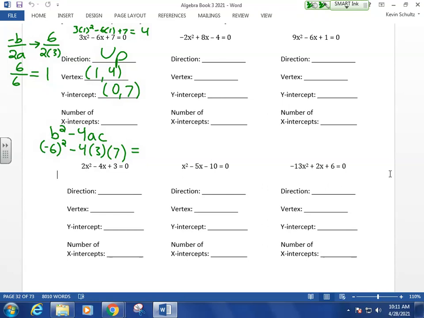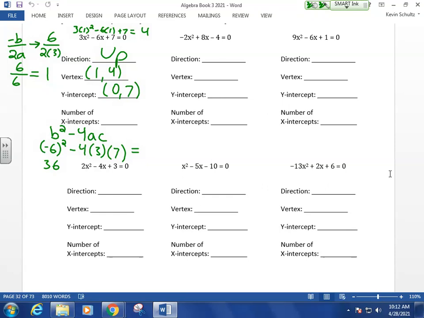Because negative. That should be negative. Why? Because -6 squared is 36. Okay. The negative 4 multiplying will get you to a negative number, and the negative number times a positive number is a negative number.